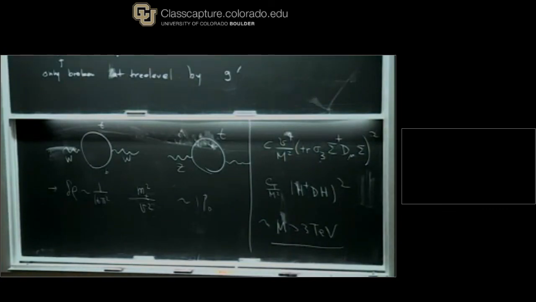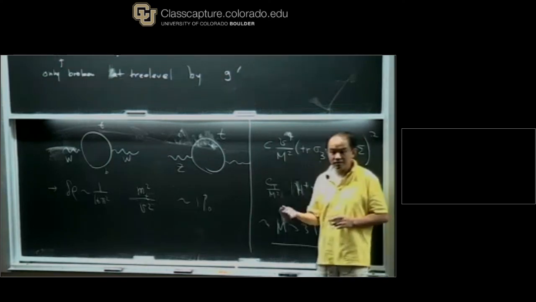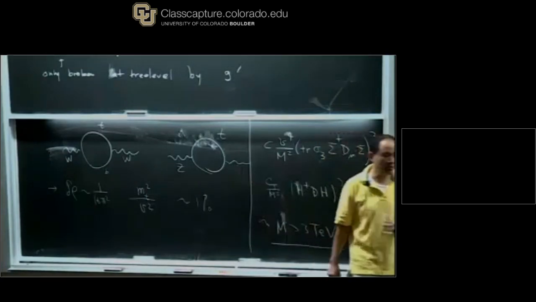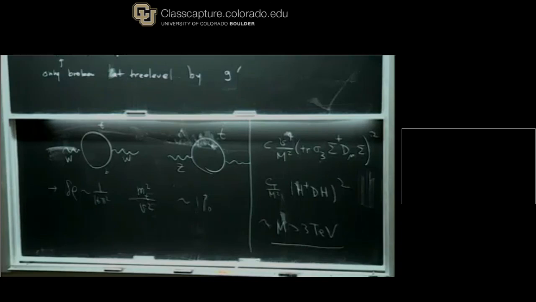So what happens if I add a triplet? A triplet VEV in general breaks custodial SU(2). That's why if you add any triplet, the size of its VEV has to be very small. I don't remember, like an MeV or something. It has to be very small. And for the doublet, it applies to any doublet you want. Yes, I should also say that.